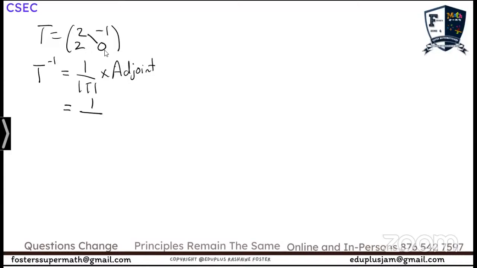To find the determinant now, it's the product of the leading diagonal minus the product of the non-leading. So 2 times 0, 0, minus the product of the non-leading, 2 times -1, negative 2, so the determinant is 2. What's the adjoint here?